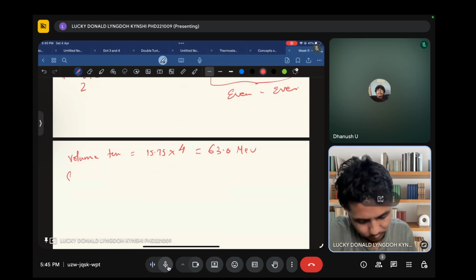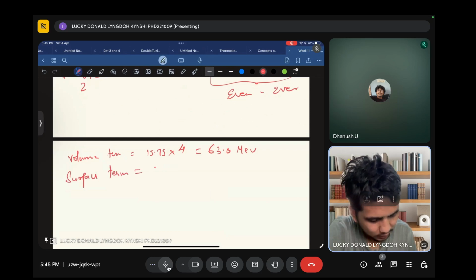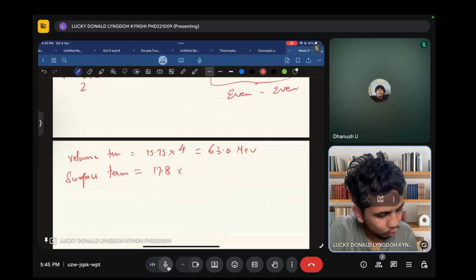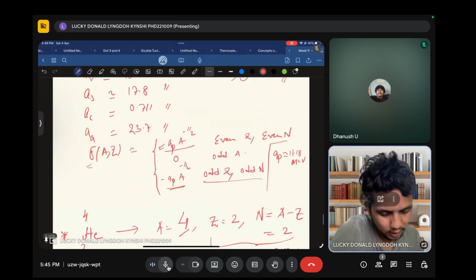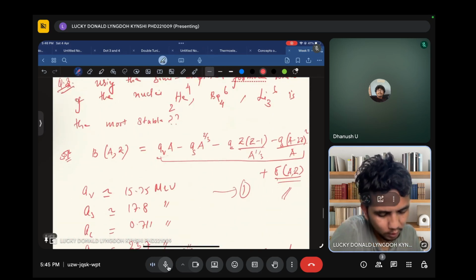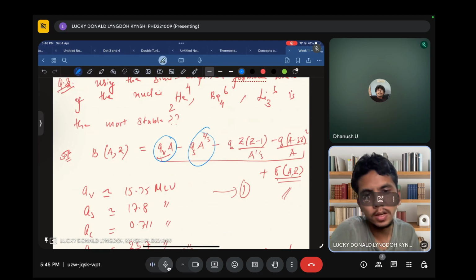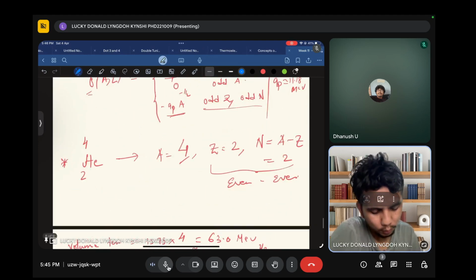Correct? The surface term will be equal to 17.8 into A to the power 2 by 3, which is equal to what? 17.8 into 4 to the power 2 by 3, which is approximately 44.85 MeV. Okay, so you just need to substitute in this equation: what is AV, what is the asymmetry term, and you already know what is Z, what is A, what is the constant, and you just need to put all the values.